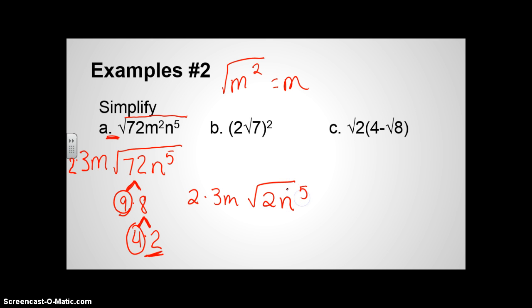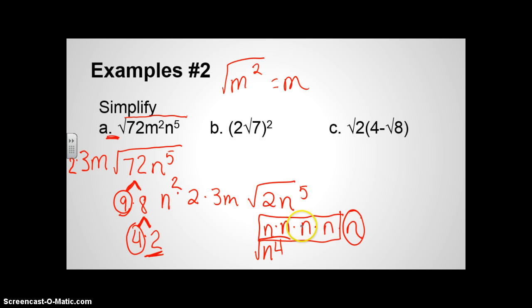Well, remember, n to the 5th is n times n times n times n times n. And n to the 4th would be a perfect square value. N to the 4th, we can pull that out. And the square root of n to the 4th is going to give me n squared. So I can put that in front here, n squared out in front. So then I'm just left with my n that's left alone.